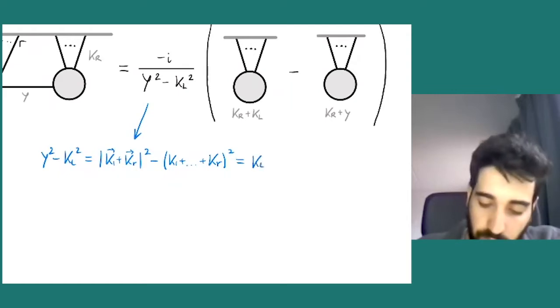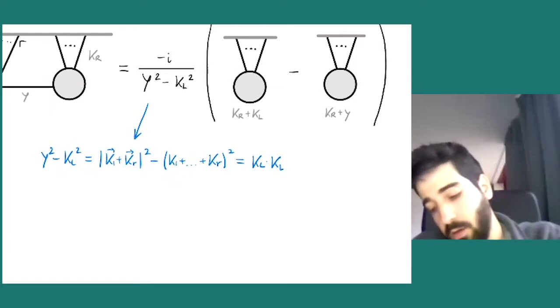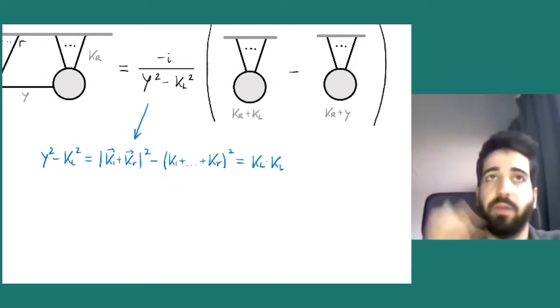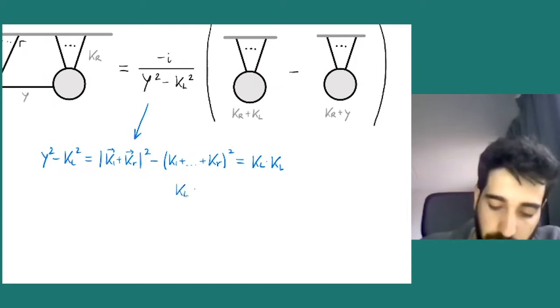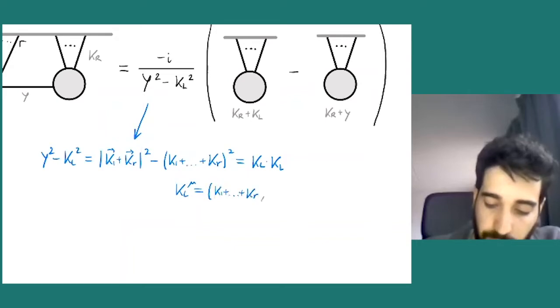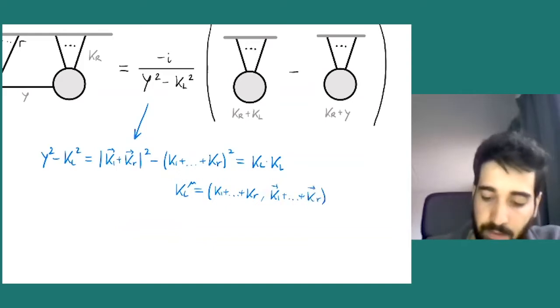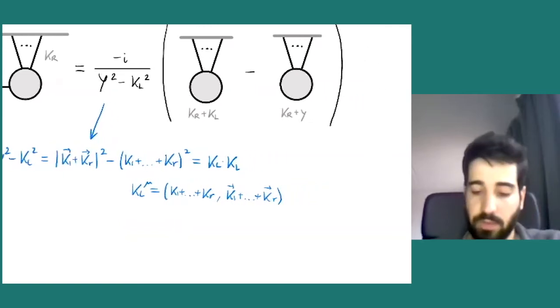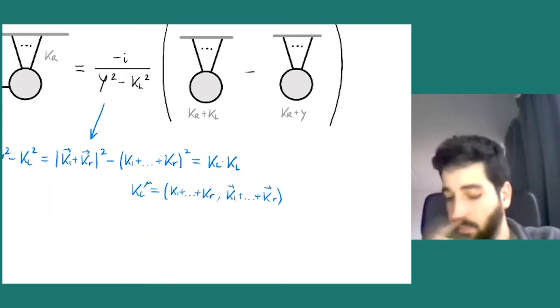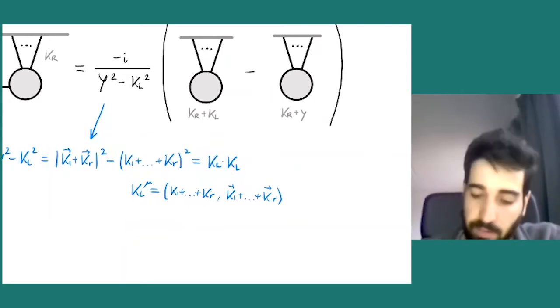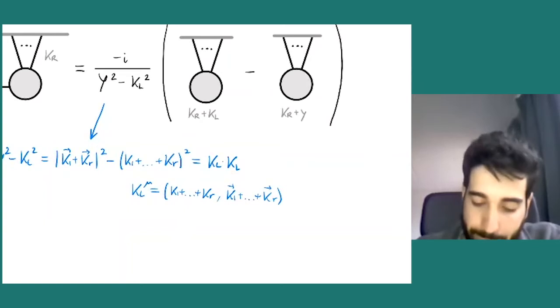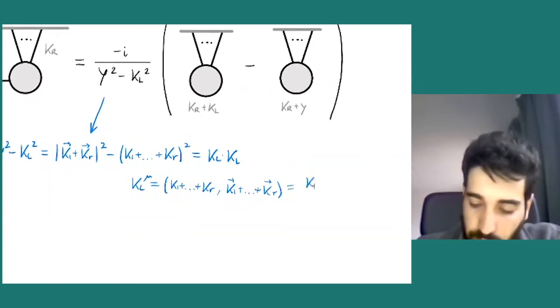So this is equal to the product of this four momentum, KL. Where KL, as a four momentum, has the energies in the zero component and the spatial components in the others. Very good. So this is a product of the four momentum with itself. So in other words, this is this.